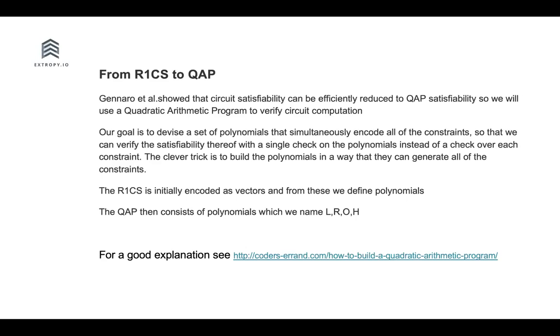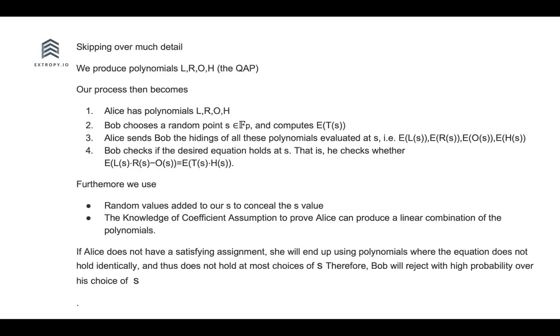and from that we then build a set of polynomials, and they are given certain names. So they're called left, right, output, and H. Again, I'm not going to go into what these represent. There is a great blog. Alex writes this blog, Code as Errand. He explains this and all sorts of stuff to do with blockchain really well. I really recommend his blog to anyone. It's well worth a read. But anyway, we've got our system. We've transformed this into a set of polynomials, which is our quadratic arithmetic program.